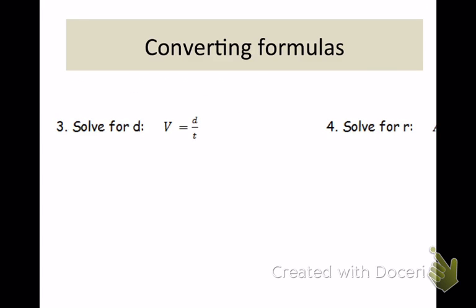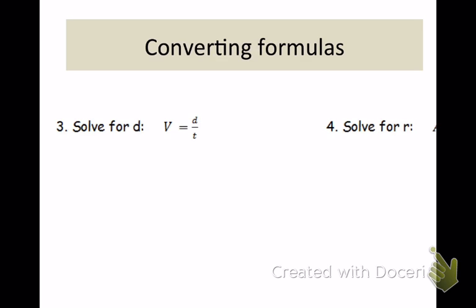In this case, we have volume equals distance over time. So in this case, our distance is on the same side with the time. So I want to eliminate time in order for distance to end up by itself. So I have distance divided by time. So time is dividing. So what is the opposite of division? If you said multiplication, you are correct.